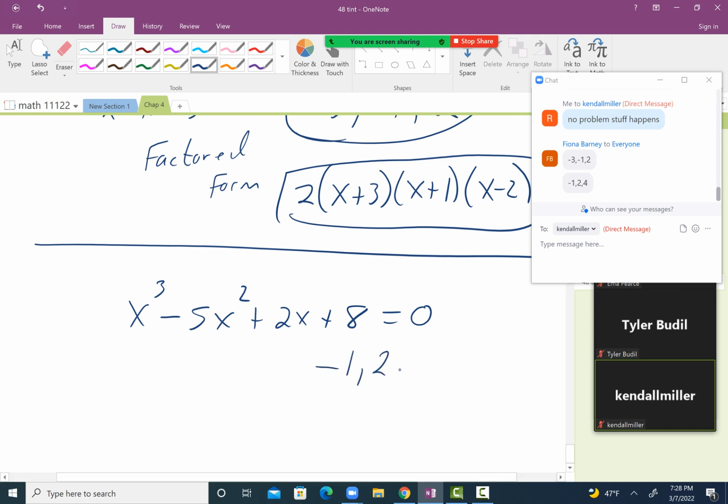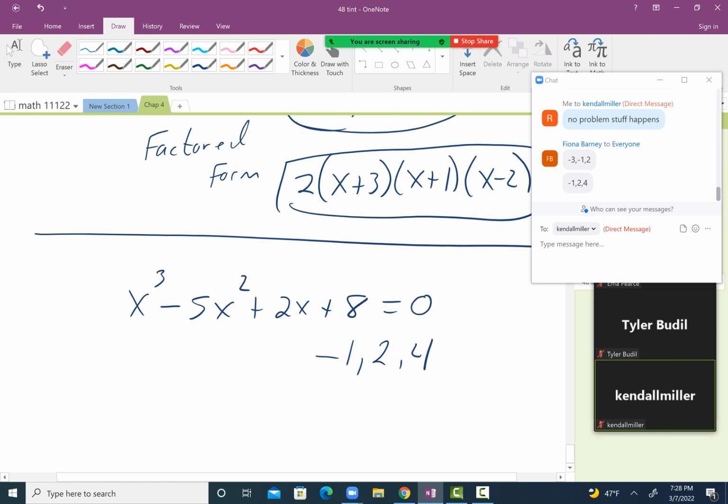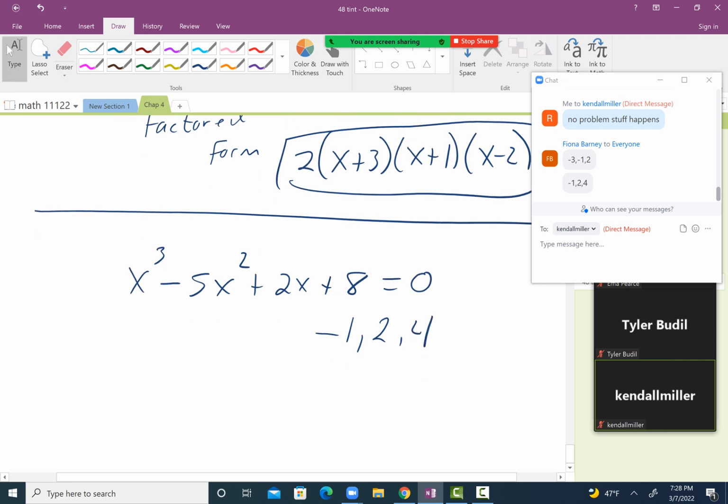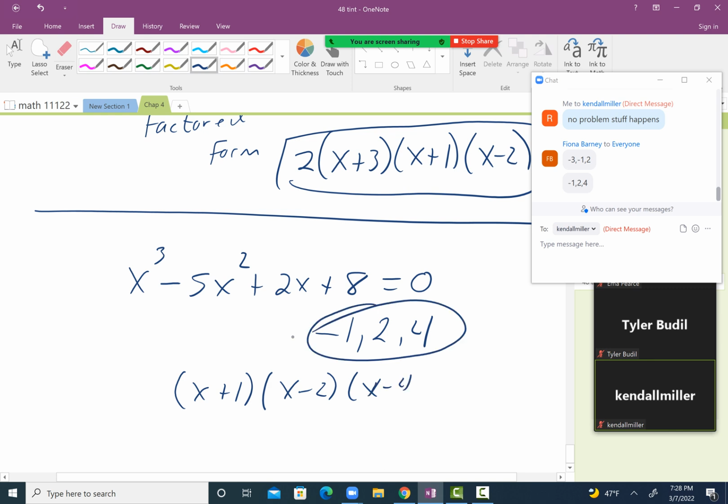-1, 2, and 4. You know, she's fast on that Desmos thing. There we are. So again, nice clean x-intercepts, right? So we could go x plus 1 for factored form, x minus 2, and x minus 4. But these are our answers, okay? That's what x equals. It's nice and clean. We don't even have a leading coefficient we have to worry about.